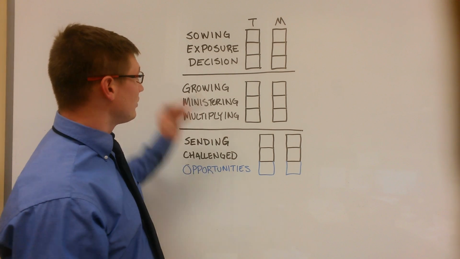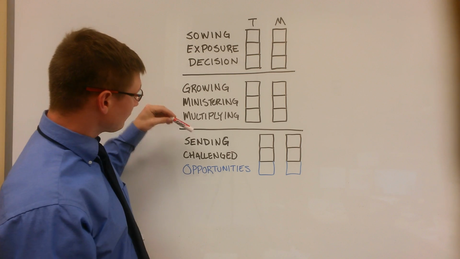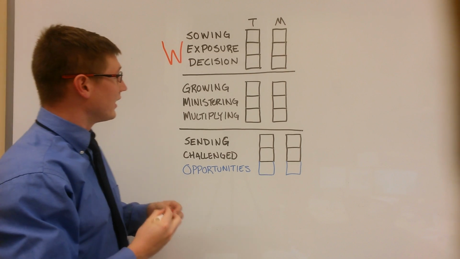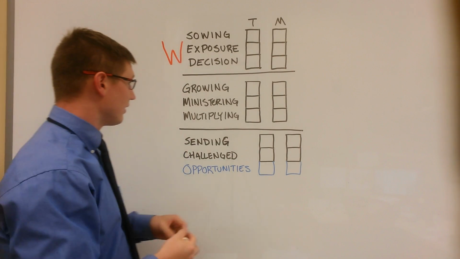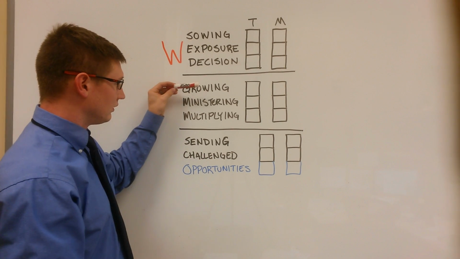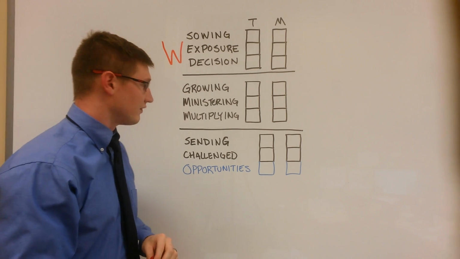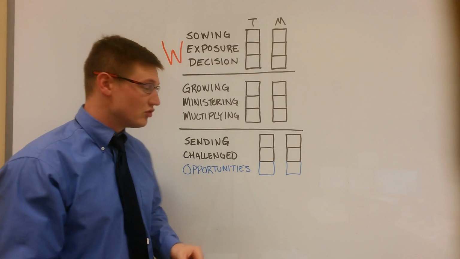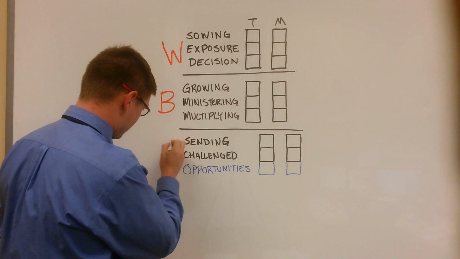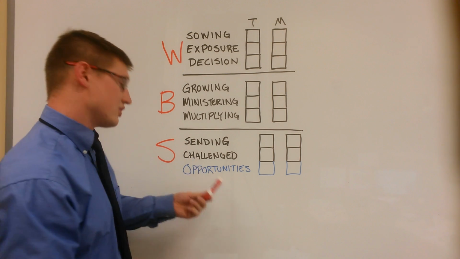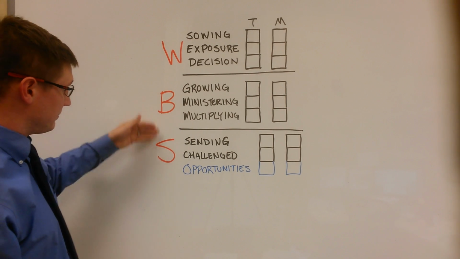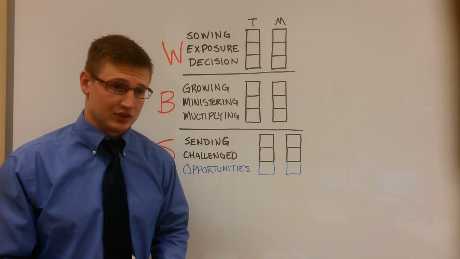So if you'll notice as we go through here, our win is our sowing, our exposures, our decisions. All right, our growing, ministering, and multiplying disciples as we try and advance them to different levels of participation in the movement. This is our build. Okay, and then this is very clearly our send, with sending conversations, challenged AI staff, and opportunities. And so because our movements are win, build, send oriented, this is really what we're measuring.